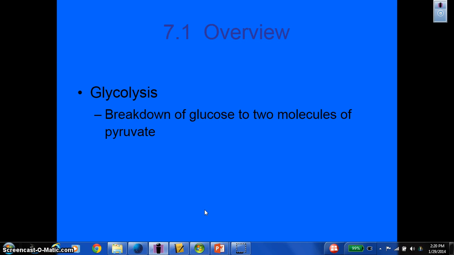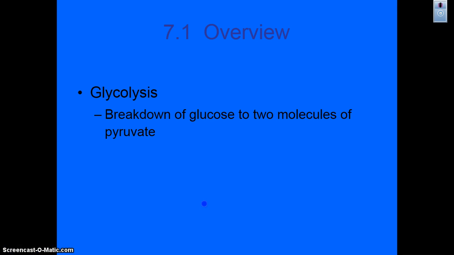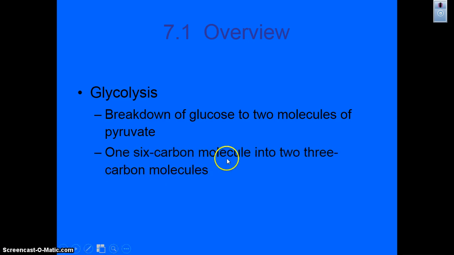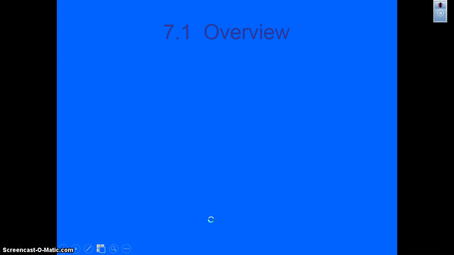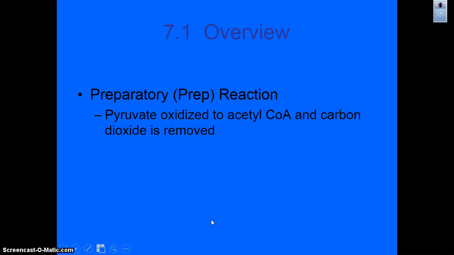Glycolysis is the breaking down of glucose, which is C6H12O6, into 2 molecules of pyruvate. So we end up taking one 6-carbon molecule and it gets split into 2 3-carbon molecules. This happens by oxidation, by removal of hydrogens, releasing enough energy to make 2 ATP when this happens. So glycolysis makes 2 ATP.